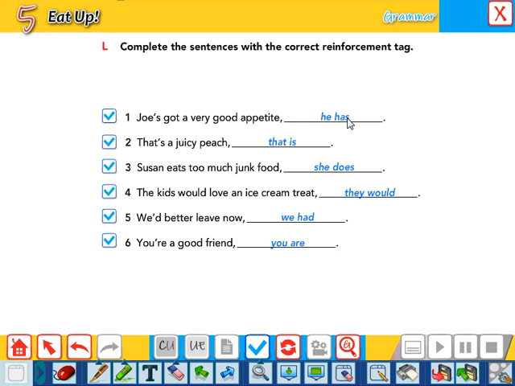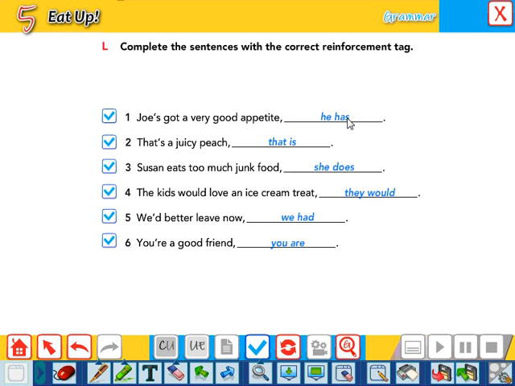Complete using the same way of question tags. Number 1, have. Number 2, shall we? Number 3, would you? Number 4, is there? Number 5, would she? Number 6, is it? Correct the sentences that are wrong.